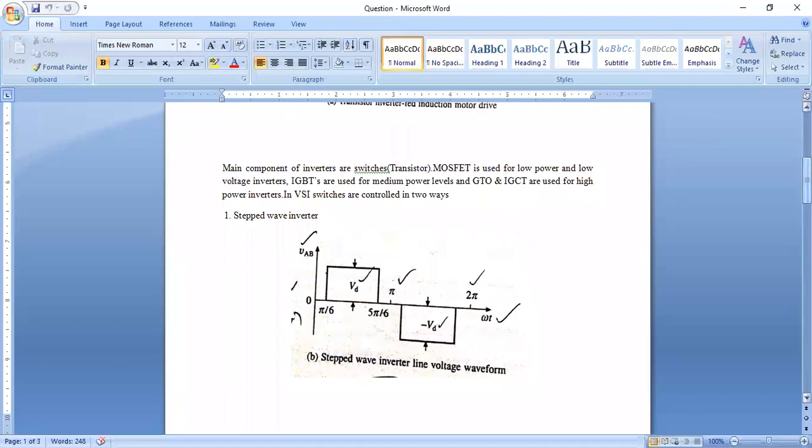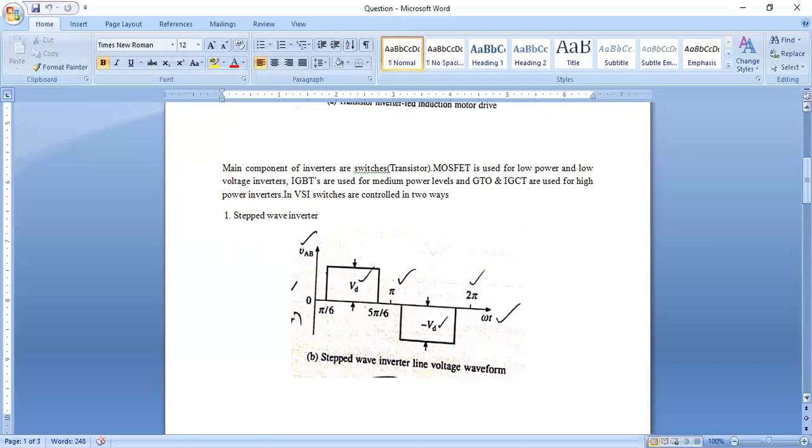We have discussed that the main component is the transistor or a switch. We have the MOSFET, IGBT and GTO, all these various transistors. For different levels we use different transistors. For lower voltage a MOSFET is used, for medium voltage an IGBT, and for higher ratings GTO or IGCT are used here.